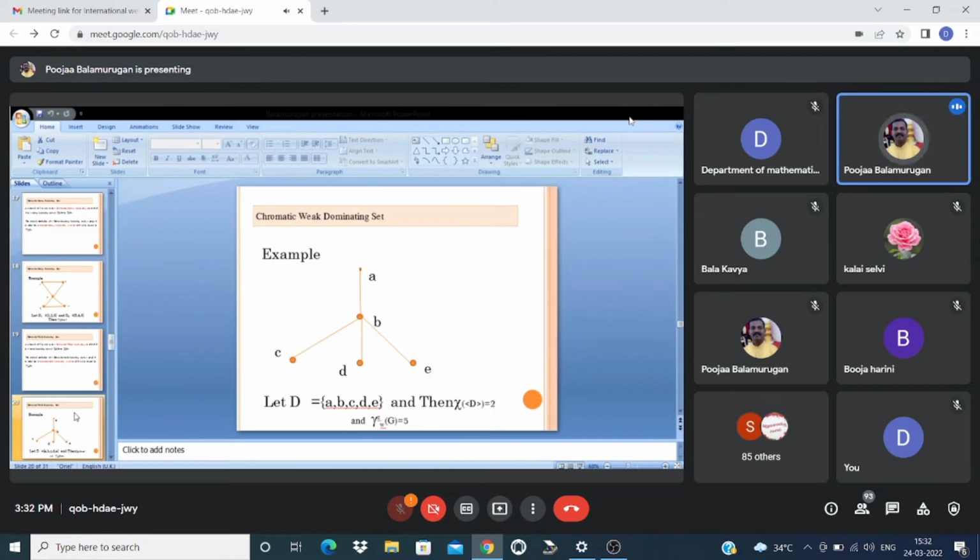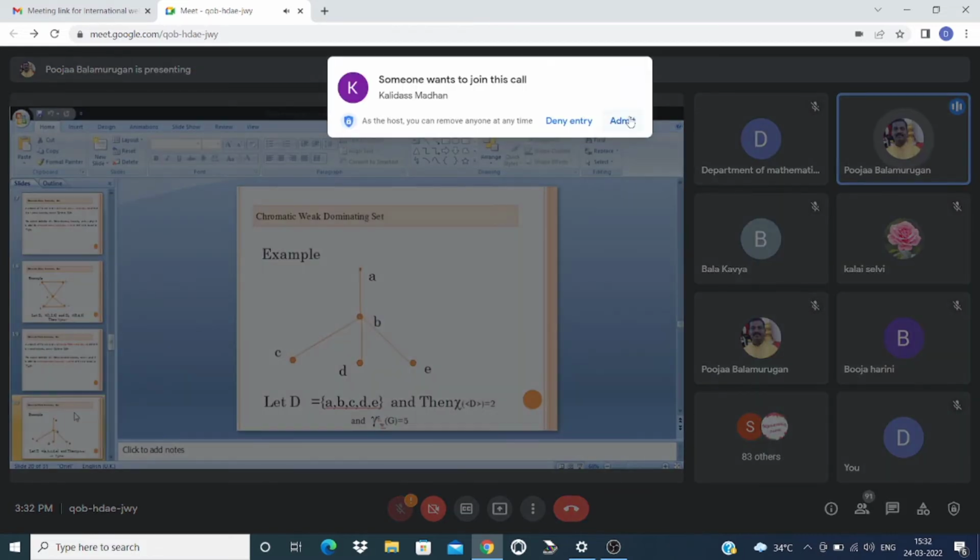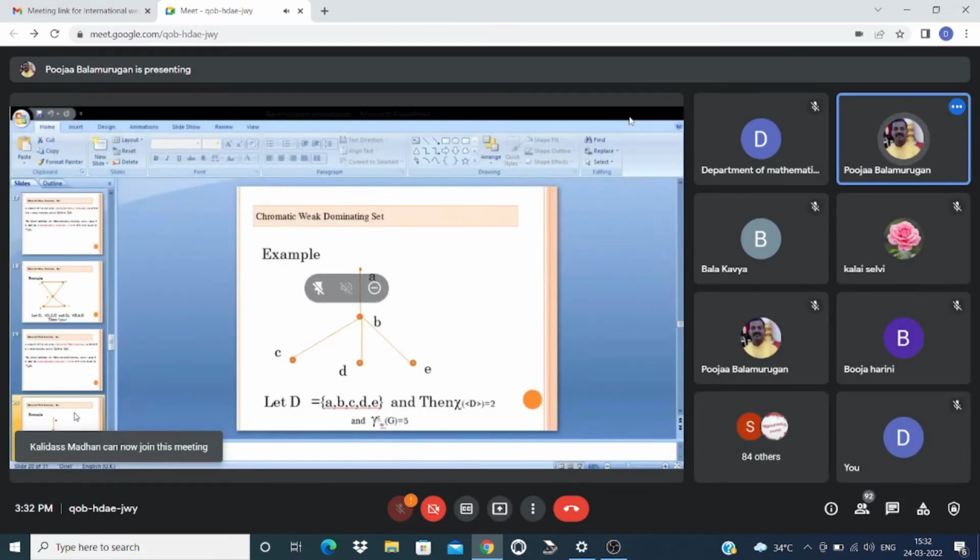So this is the example of a chromatic weak dominating set. You take one star graph. The chromatic number chi of that graph is equal to 2. Any bipartite graph has chi of G equal to 2, so for this star graph the coloring number is automatically equal to 2.